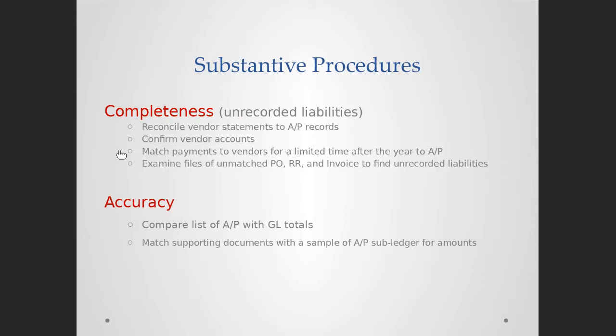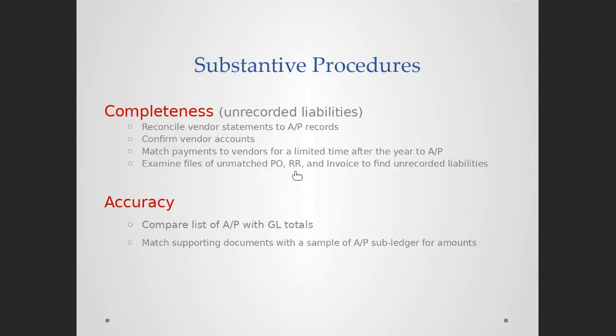All right, very good. And then we examine files of unmatched purchase orders, receiving reports and invoices to find unrecorded liabilities. Every single purchase order should have a receiving report and an invoice. Remember, the order of the document is purchase order, which is prepared by the client and sent to the supplier.